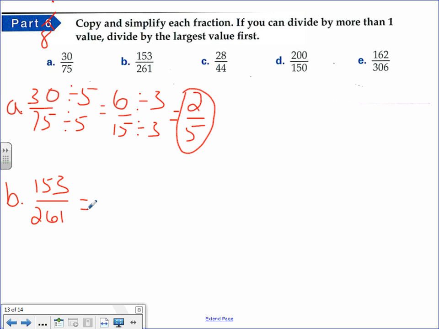Okay, so remember, to check 3, you add up the digits. So if I look at 153, 1 plus 5 plus 3 is 9. And 3 will go into 9, so 153 would work for 3. And then 261, 2 plus 6 plus 1 is also 9. And again, 3 will go into 9. So it looks like we can divide both of these by 3.